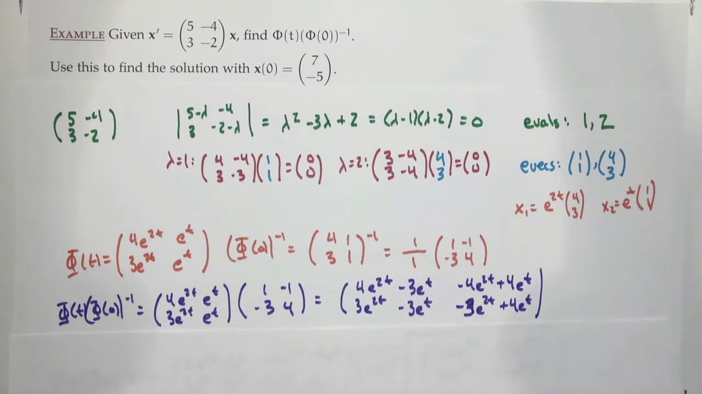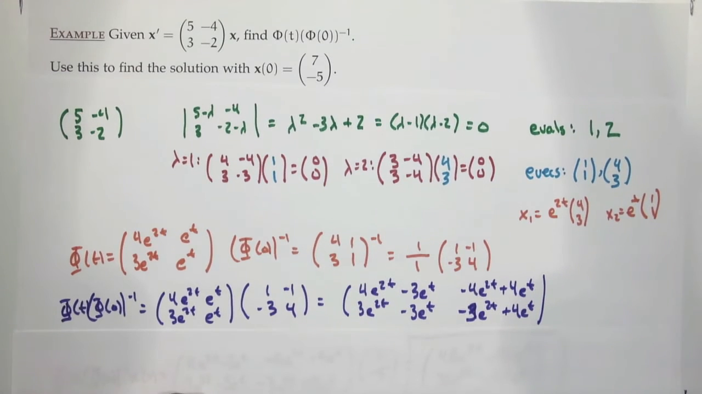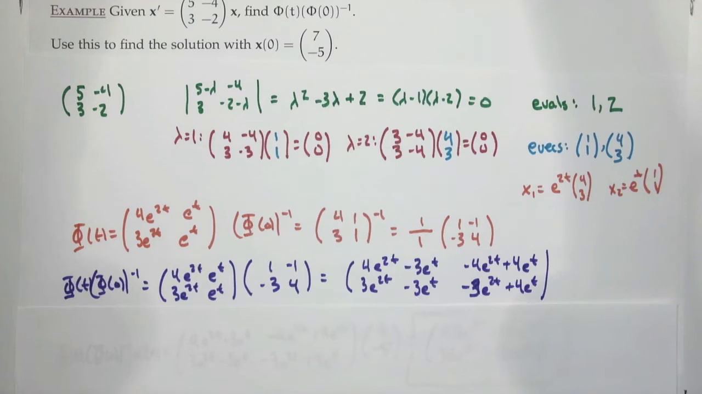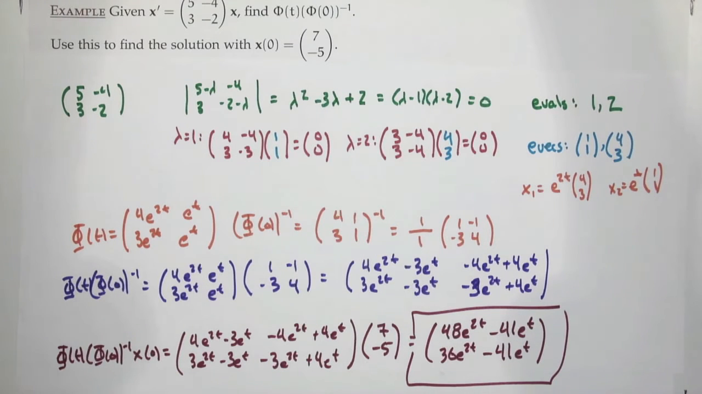And then what happens? You multiply. Now, that's because it asked us to find it. Now, I will make a comment in a second here. And the last thing, how do we use this to find the solution? We multiply. So phi, phi 0 inverse x of 0. So we take the matrix we just found, multiply by 7 minus 5, and this is the resulting matrix. So our solution is 48 e to the 2t, subtract 41 e to the t, 36 e to the 2t, subtract 41 e to the t.